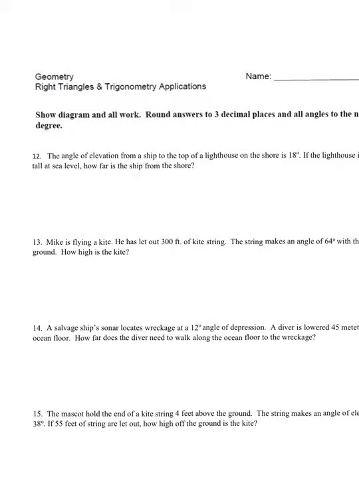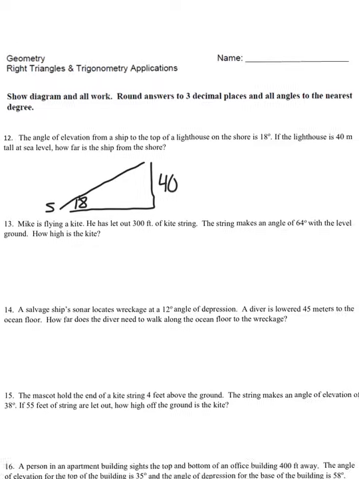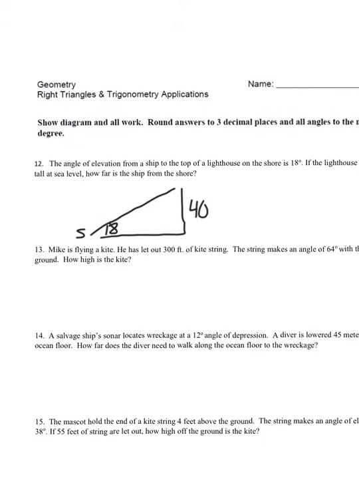The angle of elevation from a ship to the top of a lighthouse on the shore is 18 degrees. So the ship is right here. Here's the lighthouse. It's 40 meters. And how far is the ship to the shore? So pretty easy setup. Remember, angle of elevation goes above the line of sight, so that's your line of sight on the ground.